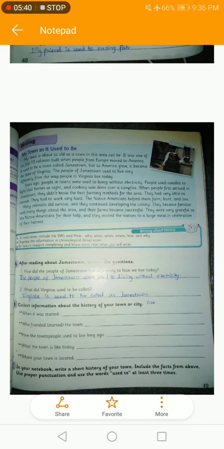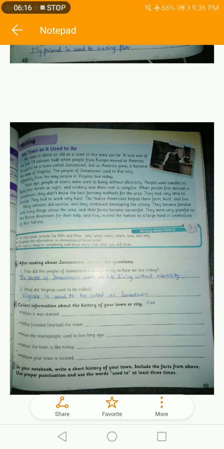So, this is all about the history of the town. This is an example of writing about history. There are many ways to write about history. The first is that you have to use WH questions. It means that you use who, what, when, where, how, and why. These are the important questions you have to keep in mind when writing about history.